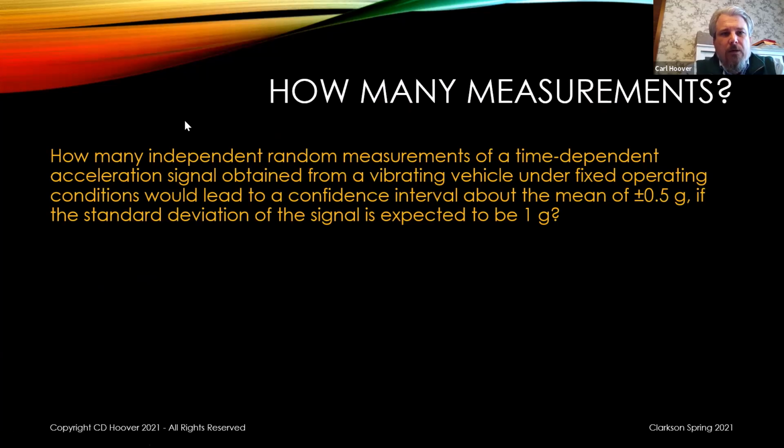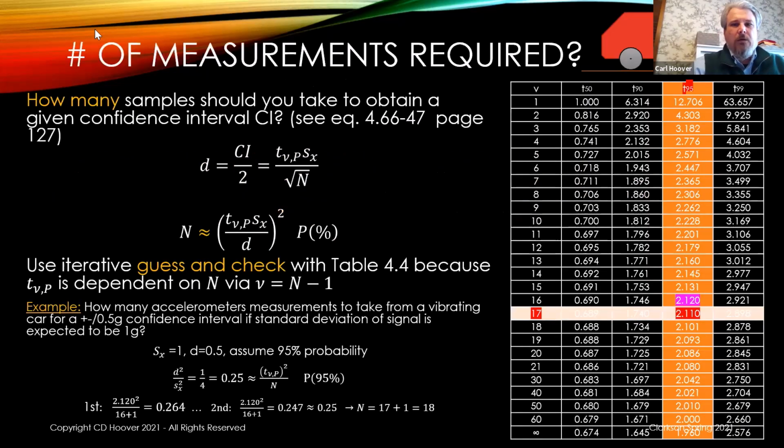Next problem is about figuring out the number of measurements for a specific criteria. How many independent random measurements of a time-dependent acceleration signal obtained from a vibrating vehicle under fixed operating conditions would lead to a confidence interval about the mean of plus or minus 0.5 Gs if the standard deviation of the signal is expected to be 1 G? Okay. So we'll figure out our confidence interval here.